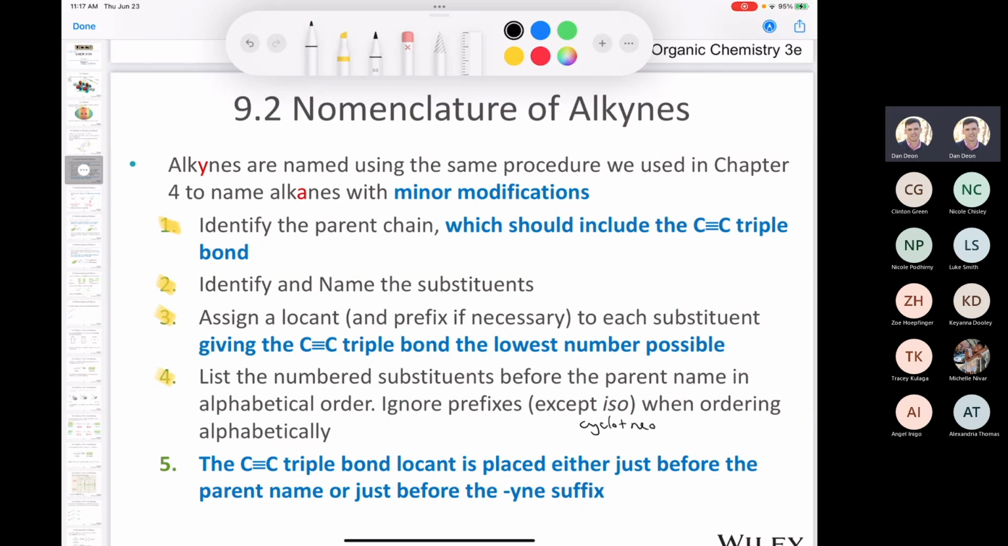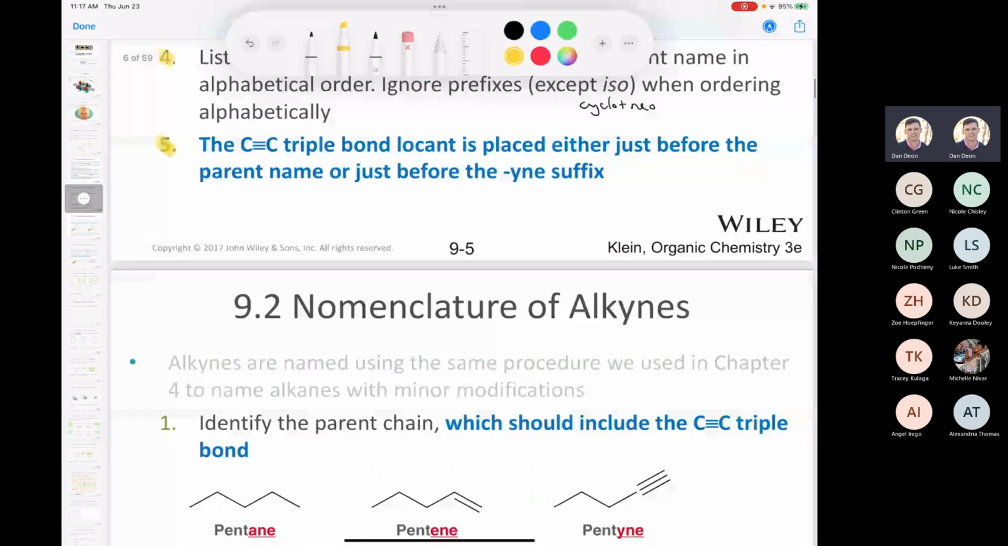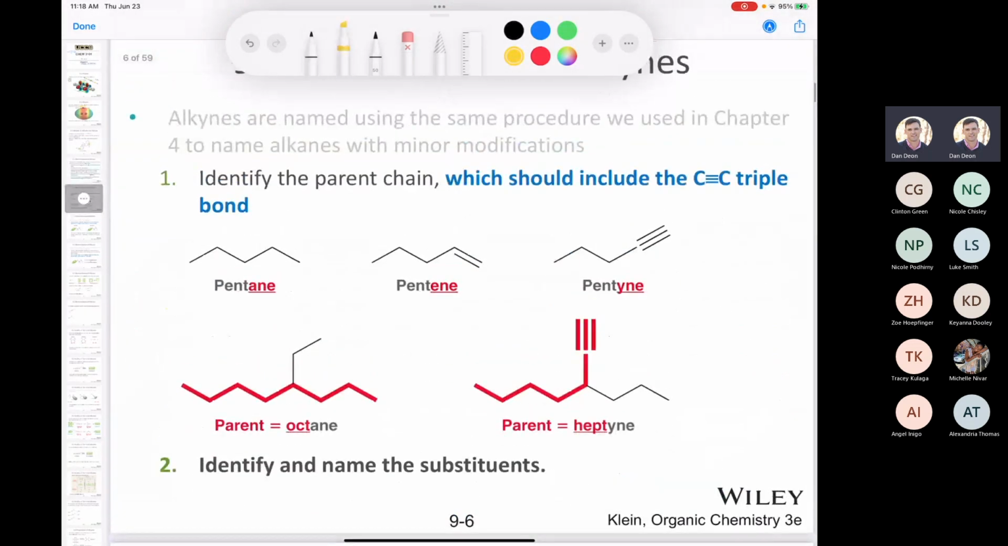And you've got a couple of options for the triple bond locant. You can put it either just before the parent name, or you can put it just before the -yne suffix, and I'll try to remember to show you an example of both of those. So there you go. Again, if you spent a lot of time on alkene nomenclature and alkane nomenclature, well, here's a payoff. You're going to really be able to use all those skills to help you name alkynes. Let's take a look at some examples.